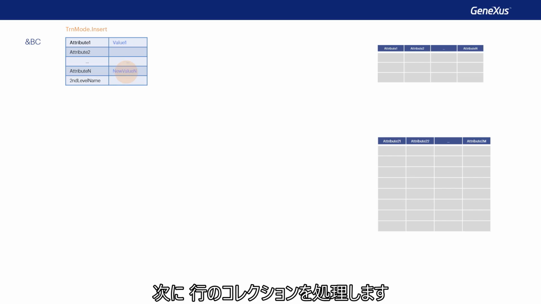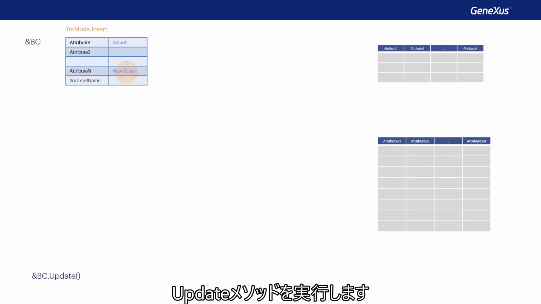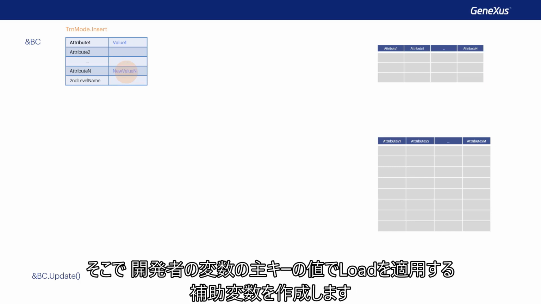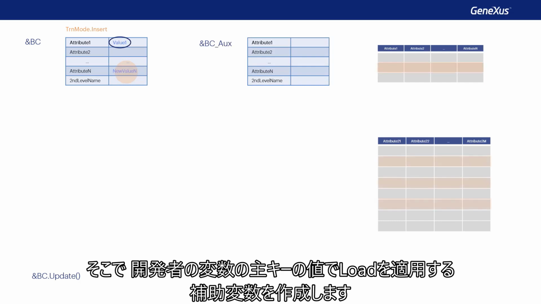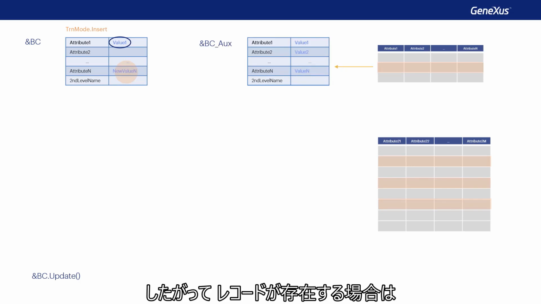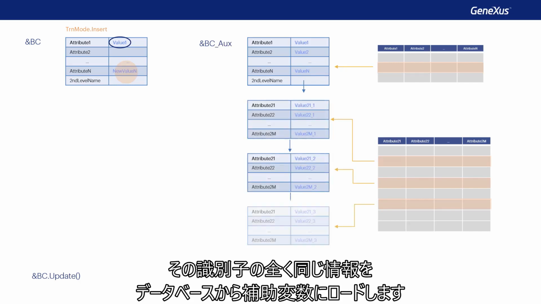Then we handle the collection of lines, we'll see what we can do, and execute the update method. Internally, the method detects that the variable is in insert mode, so it'll create an auxiliary variable on which it'll apply a load with the values of the primary key of the developer's variable. Therefore, if the record exists, it'll load in the auxiliary variable exactly the same information from the database for that identifier.